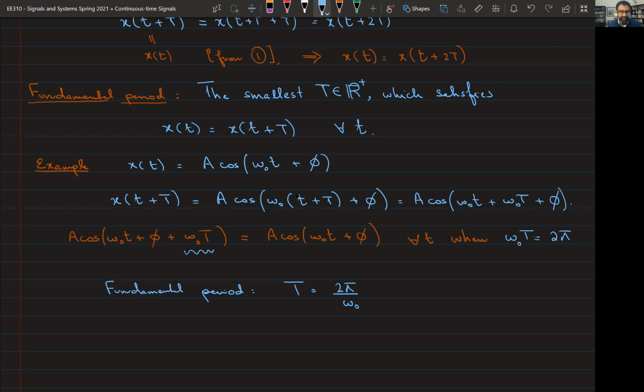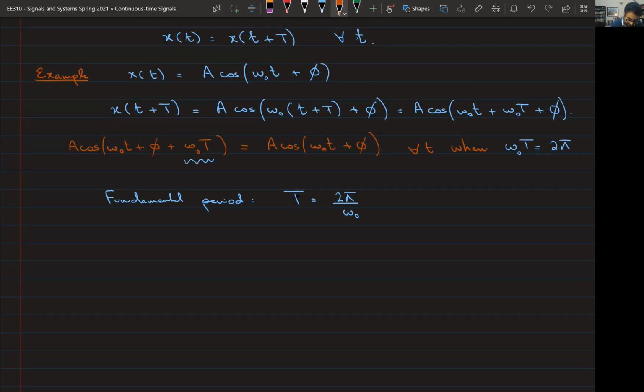Okay, so this is the fundamental period, which is capital T equals 2 pi by omega naught seconds. And of course omega naught is the frequency in radians per second. Okay, all right. Here's a question for you.